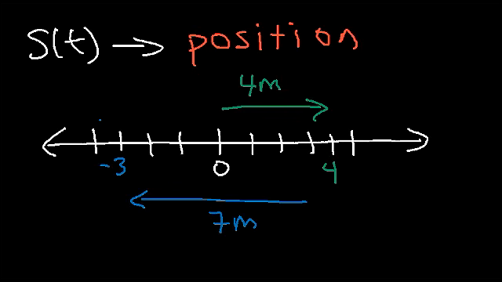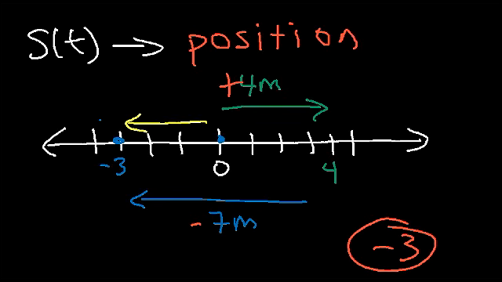Now for displacement, it can be positive or negative. In the first part, the displacement is +4. For the second part, the displacement is -7. So the total displacement is 4 plus -7, which is -3. So if you look at the net displacement, we started at position 0 and we ended at -3. So we went 3 meters to the left. So that's why the net displacement is -3.